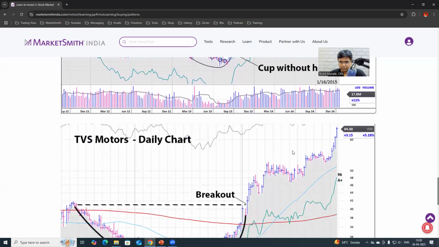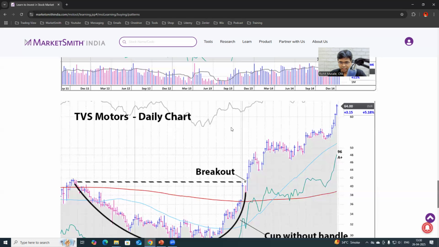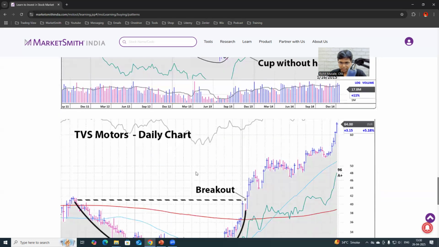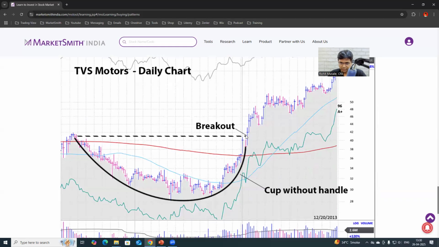Okay. Then you come down. This is TVS Motor daily chart. This same chart looks like this on the daily. So on this day, you have that buying opportunity.